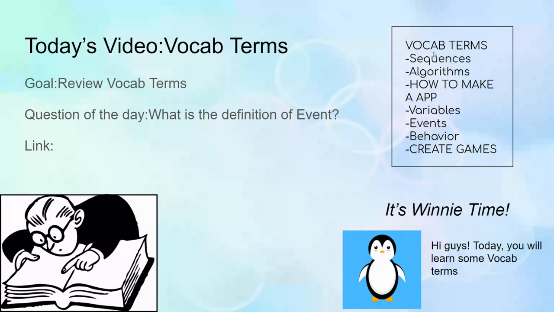One more time. Our first step is to create characters. Second step is to set behaviors. Third step is to create objects. And our fourth step is to code the rules.